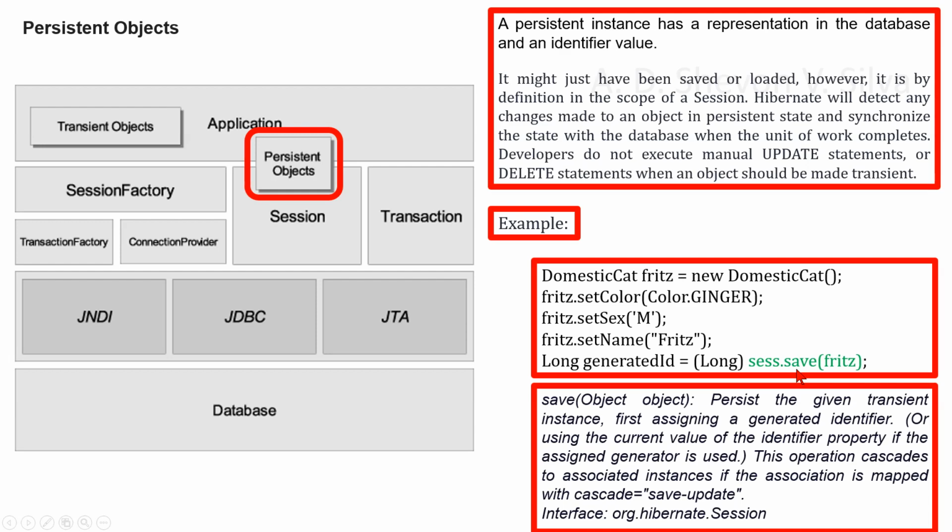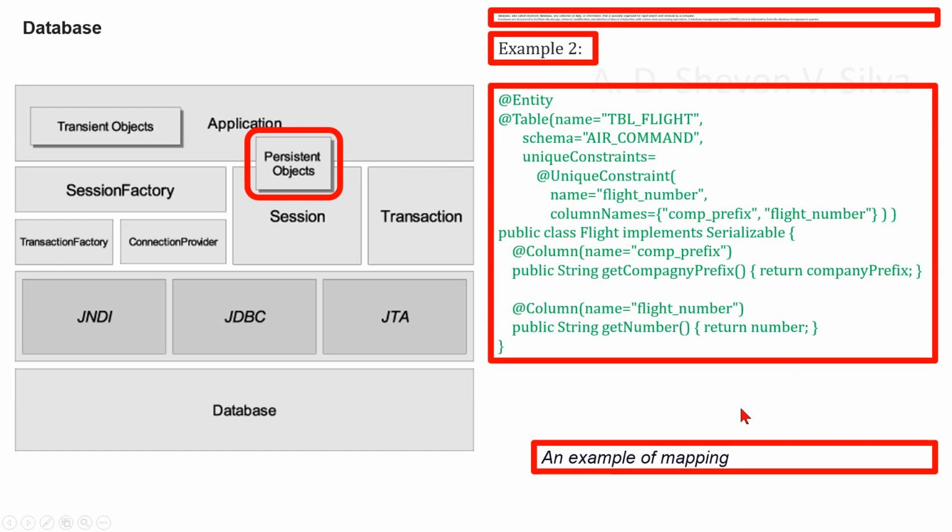org.hibernate.Session interface. Here you can see an example of mapping. A table lets you define the table the entity will be persisted into. If undefined, the table name is the unqualified class name of the entity. You can also optionally define the catalog, the schema, as well as unique constraints on the table.